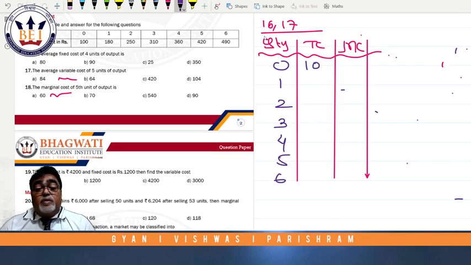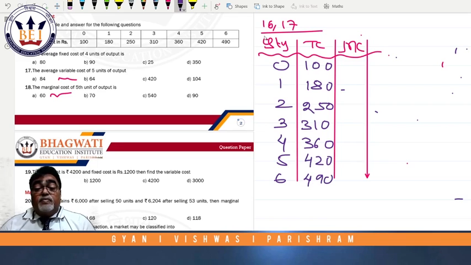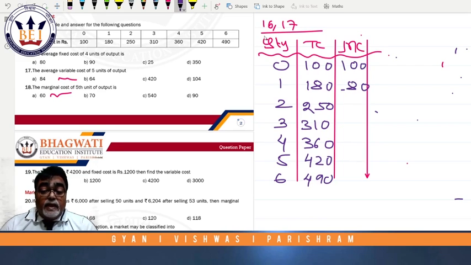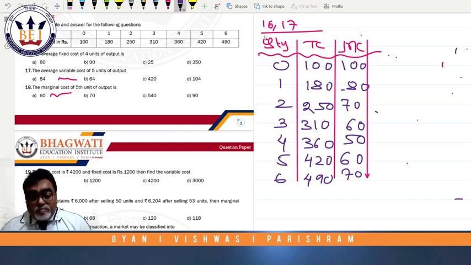Acha, what is total cost, beta? 100, 180, 250, 310, 360, 420, 490. If I find out marginal cost, the first one is 100, then 80, then it is 70, then it is 60, 50, I believe 60, 70.